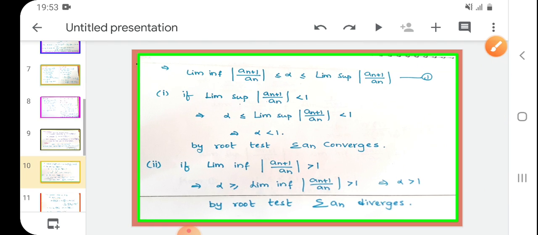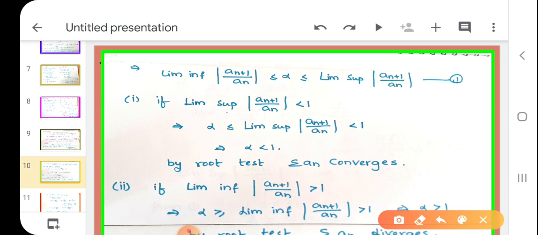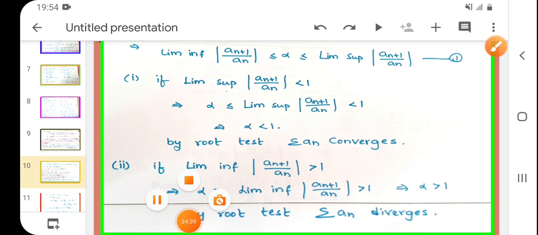See here. Now I take the limit infimum and limit supremum of a_{n+1}/a_n as the first and last values. In the middle we have the limit supremum of a_n^(1/n) and the limit infimum of a_n^(1/n). But I take only the limit supremum of a_n^(1/n), that means alpha. So here I write limit infimum of a_{n+1}/a_n is less than or equal to alpha, which is less than or equal to limit supremum of a_{n+1}/a_n. This is equation number 1. Is it clear or not?